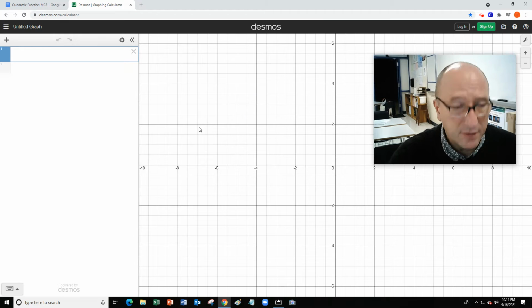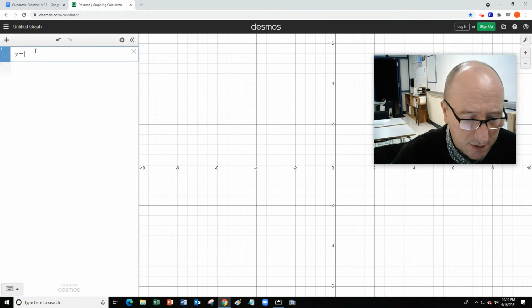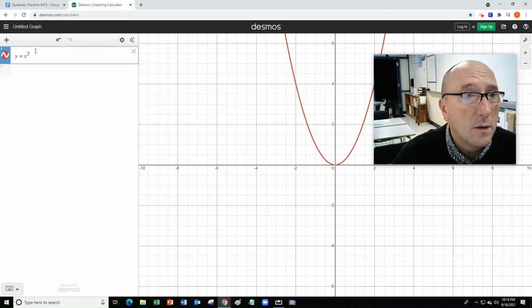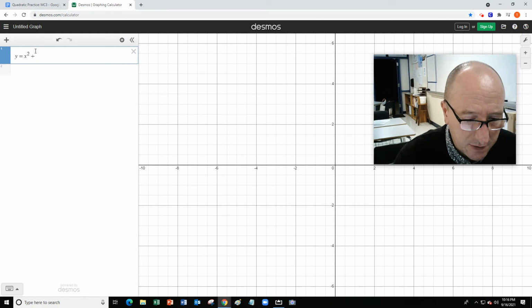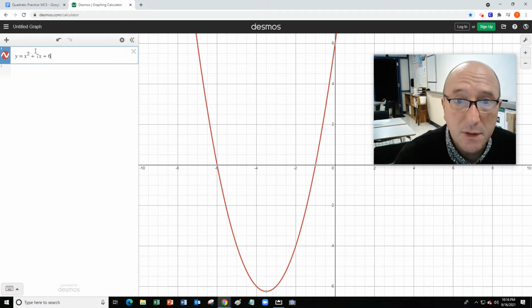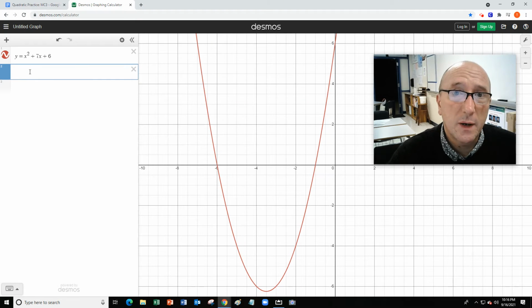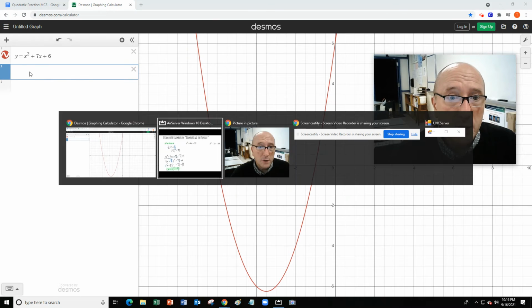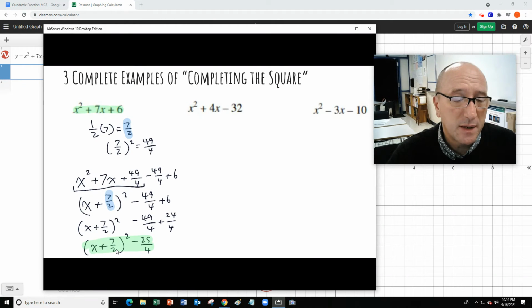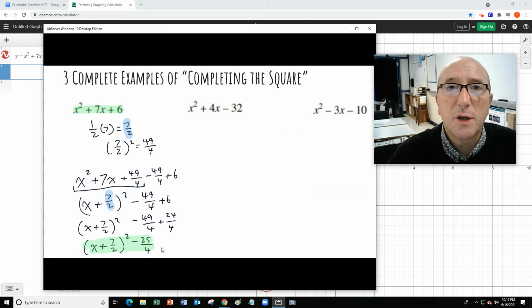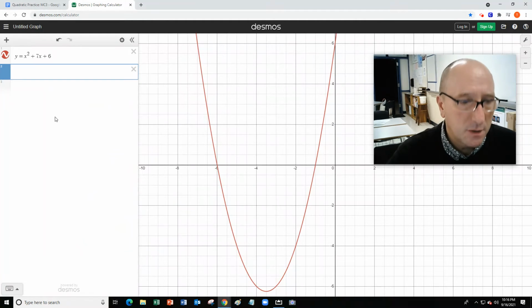x squared plus 7x plus 6. y is equal to x squared plus 7x plus 6. Looking pretty good. And now I'm going to put right next to it our brand new vertex form parabola, x plus 7 over 2 squared minus 25 over 4. I admit it looks pretty creepy with all those fractions, but you've got this. You can handle these fractions.